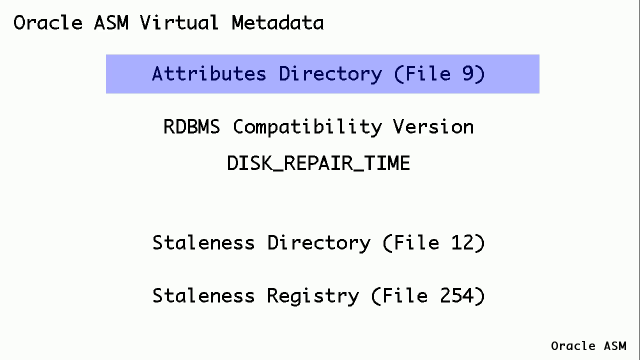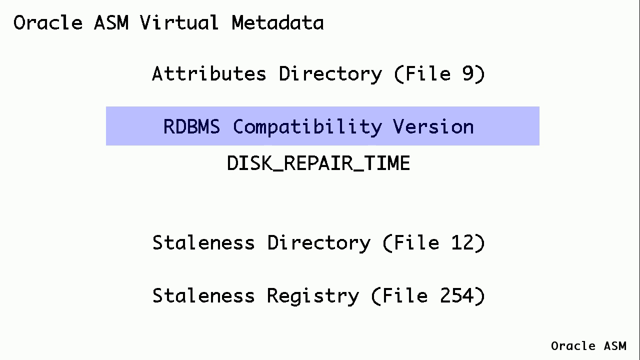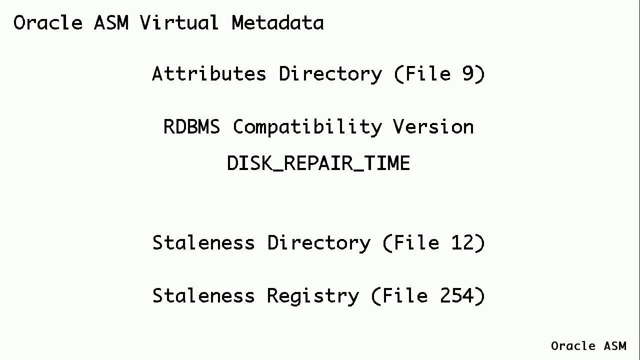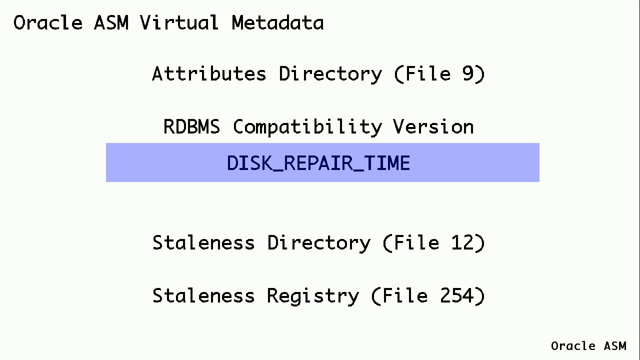Attributes Directory contains entries for Oracle databases 11.1 or higher, and it contains RDBMS compatibility version. Disk repair time attribute specifies the time interval to repair a disk and bring it back online before dropping the disk from the disk group. This was a new feature introduced with Oracle 11G Release 1.